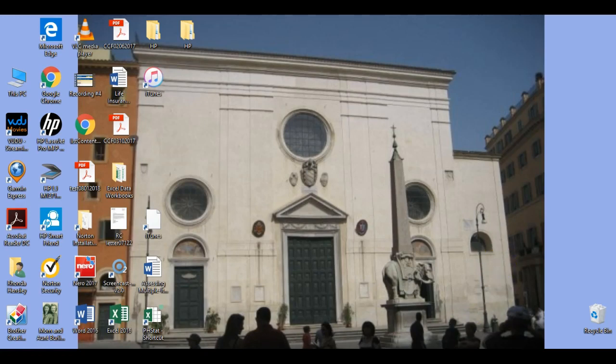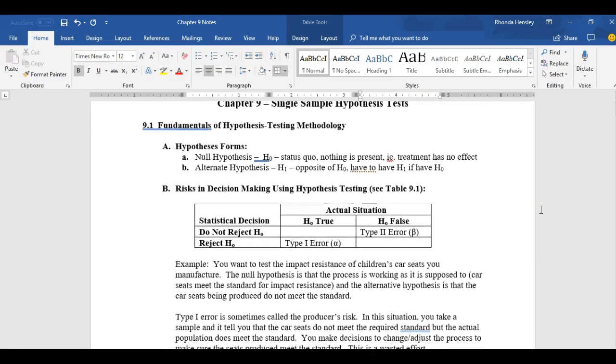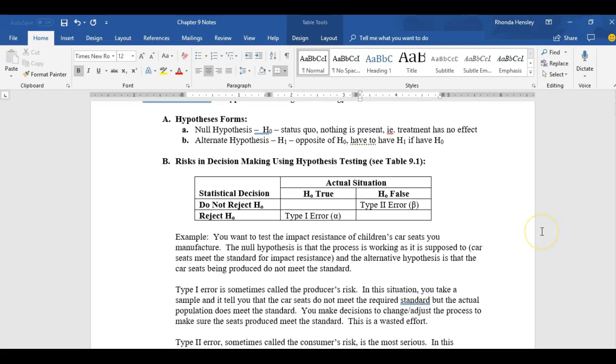Anyway, what I did is, and I need to move back up, I tried to just set this up so that you can follow through the notes, and I will try to get these posted.